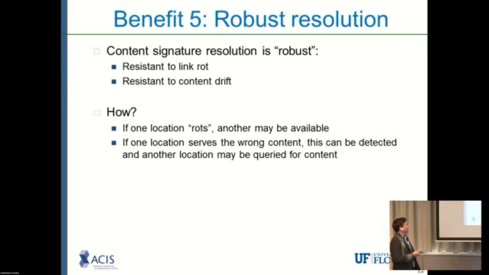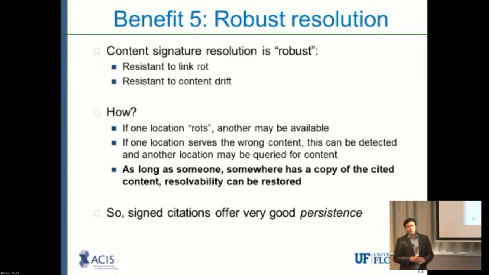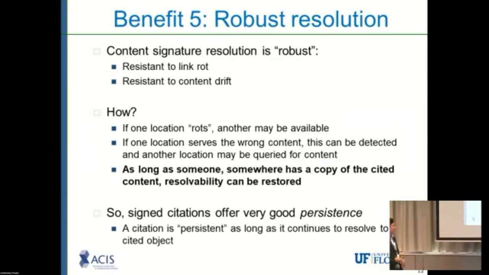Sorry, I have to go fast. If a location rots, another one may be available. So link rot at one location associated with an identifier does not necessarily cripple the use of the identifier as a citation. And if one location serves the wrong content, you can catch it and try another location if you can find one. The point is that these are great for persistence, because if the identifier fails to resolve for whatever reason, it can always be fixed as long as somebody somewhere in the world has a copy of the data you were looking for. It can always be repaired and resolution can always be restored. And we call that persistence.